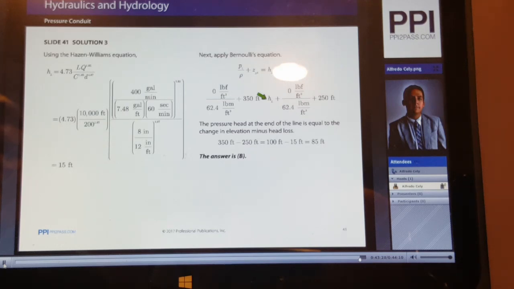So what we find is that the pressure head at the end of the line is equal to the change in elevation minus the head loss. So we have 350 minus 250 feet is 100 feet. But we have a loss due to friction, and that's 15 feet. So the pressure head at the end of the line is going to be equal to 85 feet.